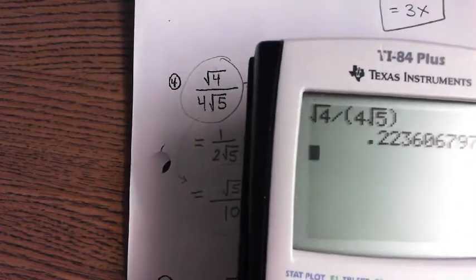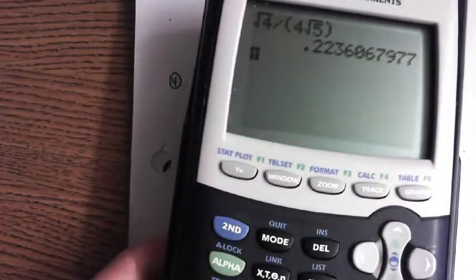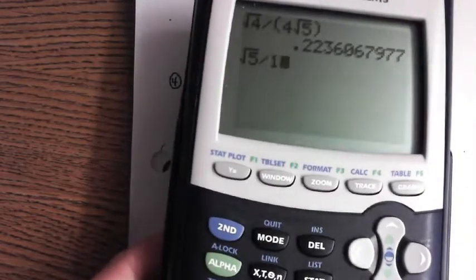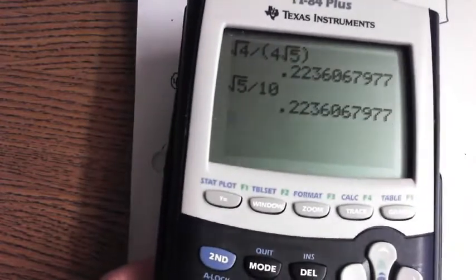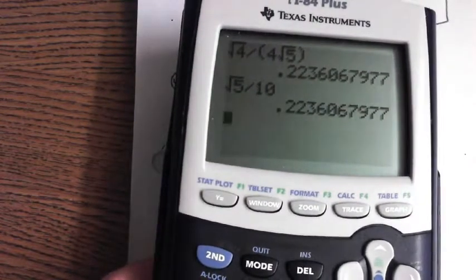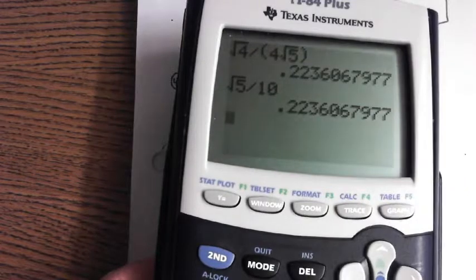And then, so there's my gross decimal I was telling you about. Now if I just do root 5 divided by 10, it should match, and then you know you have the right answer. Okie doke. Any questions on that? Checking.